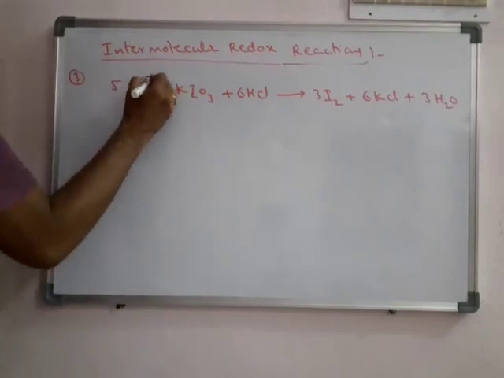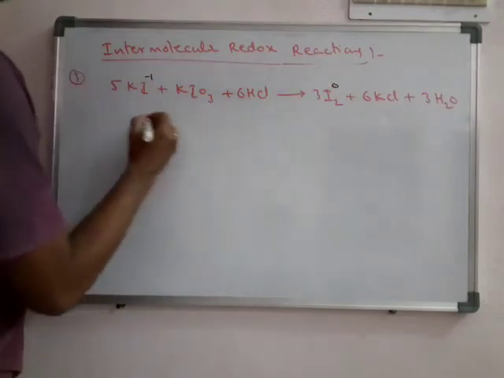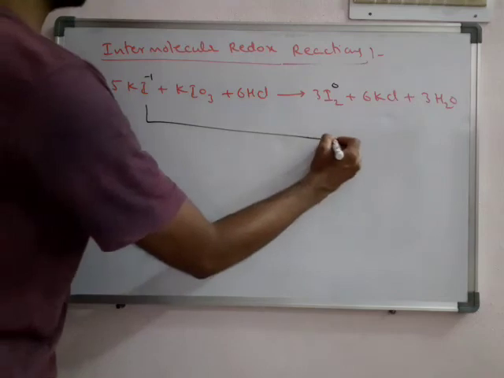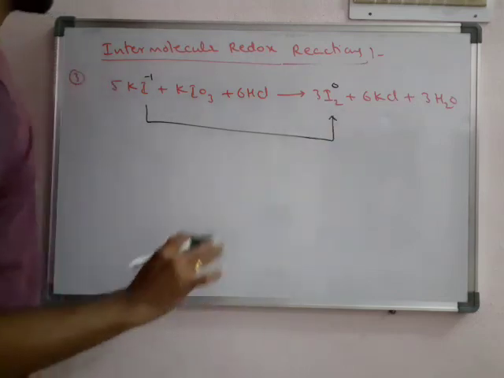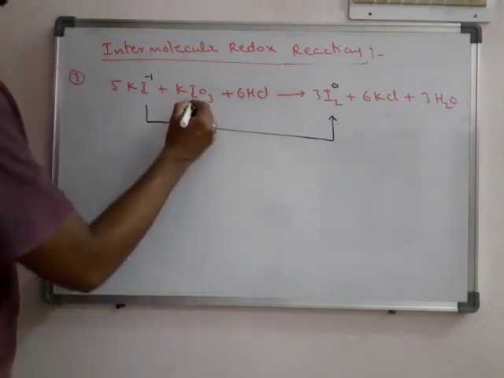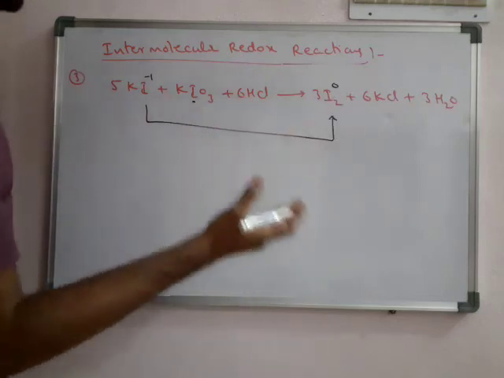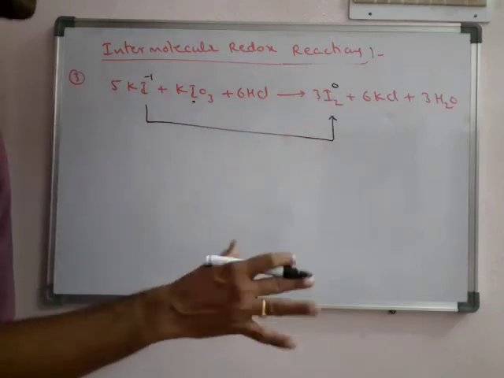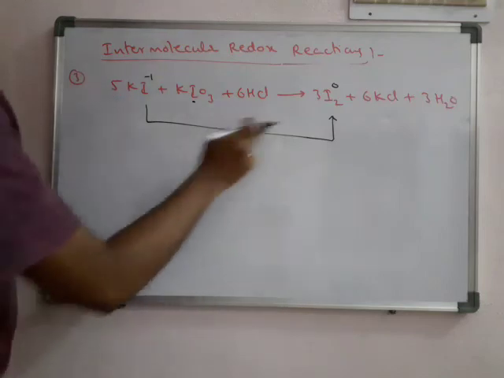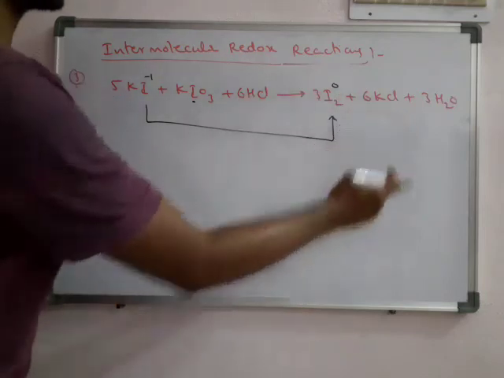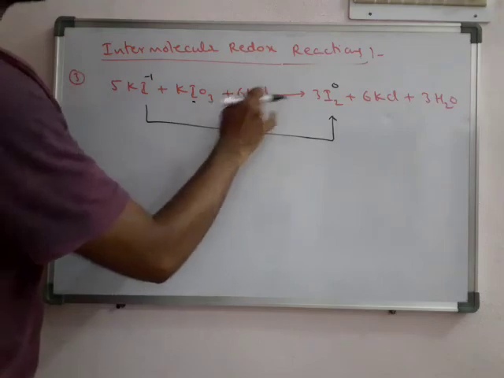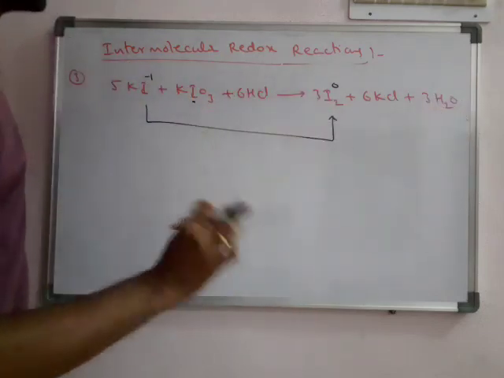See the iodine is I minus 1, here I2 is 0. So iodide is oxidized to I2. So it is oxidation. What about here? Here iodine oxidation. So hydrogen same, Cl will be same, oxygen will be same, potassium will be same. So we compare. Potassium plus 1 plus 1, Cl minus 1 minus 1, hydrogen plus 1 plus 1, O minus 2 O minus 2, no comparison.